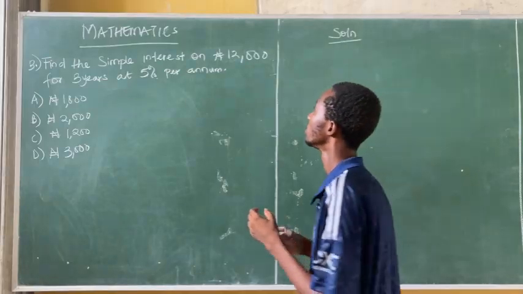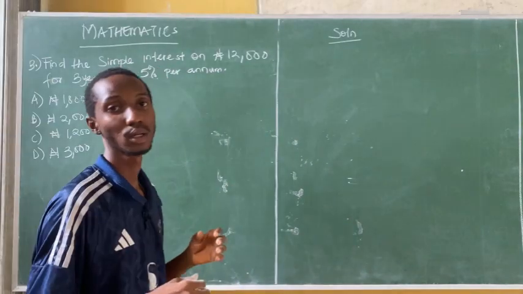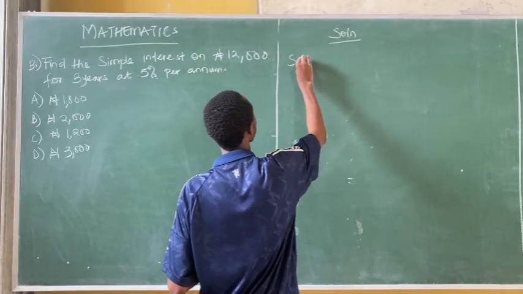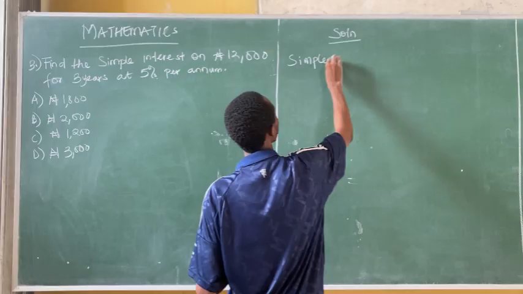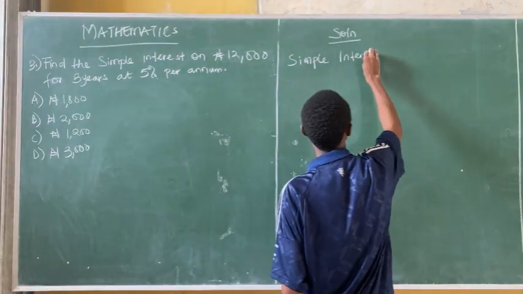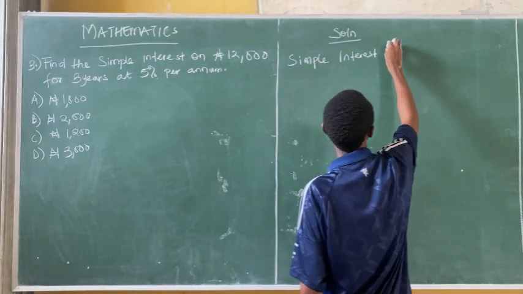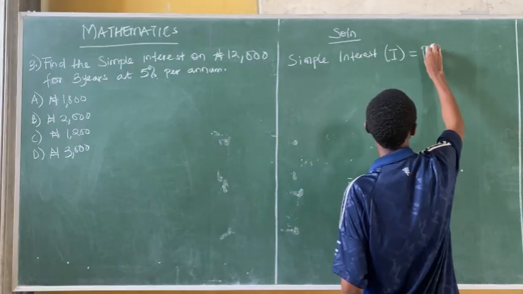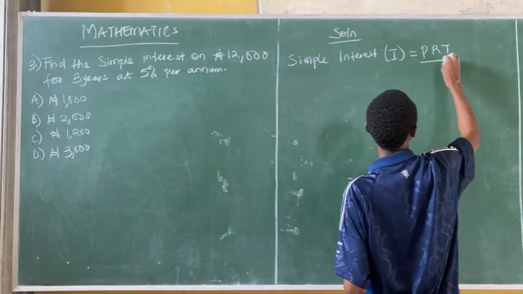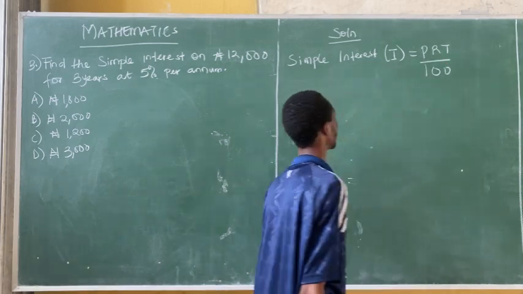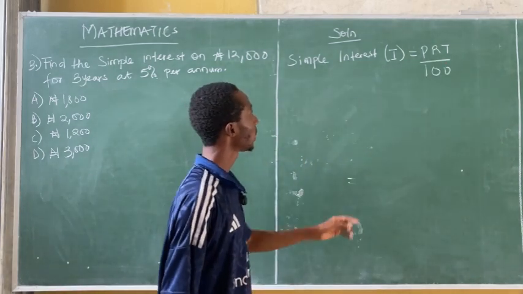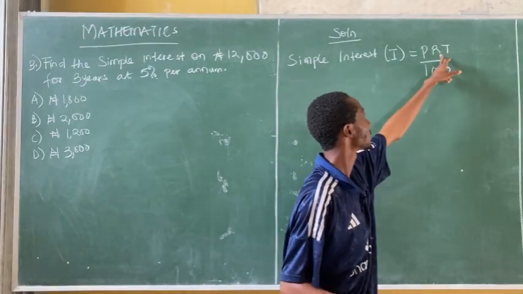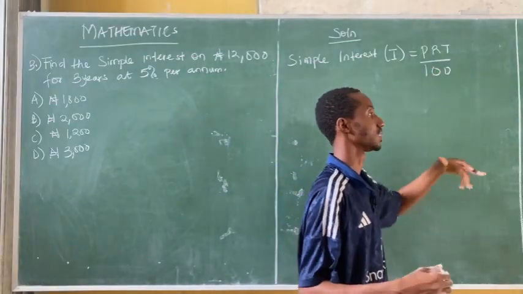Now let's solve. It's a simple interest. The formula for simple interest, which is I, is given by a formula. I is equal to PRT over 100, where P here stands for the principal amount, R here stands for the rate, and T stands for the time.